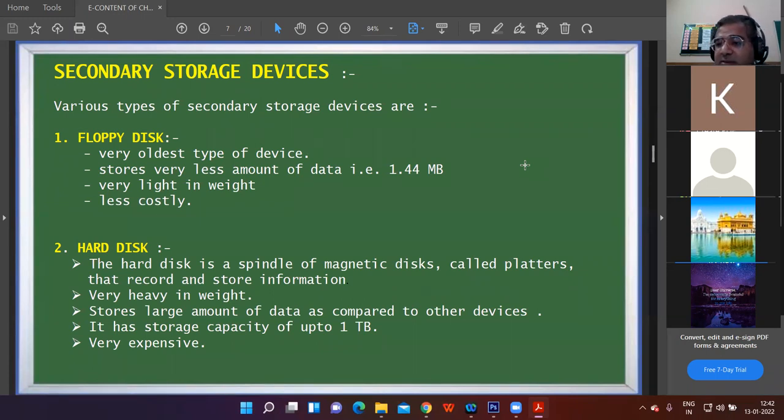Then is hard disk. Beta, hard disk is more costly as compared to floppy disk. It is more heavy as compared to floppy disk. The storage capacity of hard disk is much more than any other secondary storage device. It goes till 1 TB. Compare the storage capacity of hard disk with floppy. Floppy is nothing in front of hard disk. Floppy disk is economical in price, very cheap. Hard disk is expensive. It is costly. Clear?